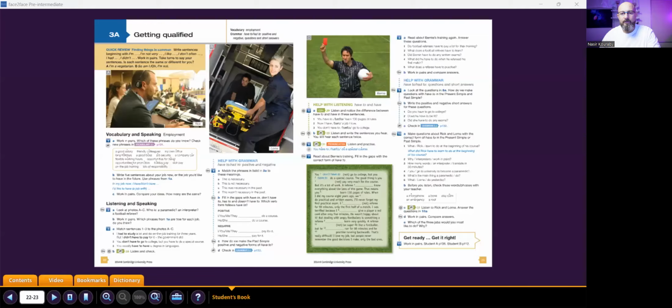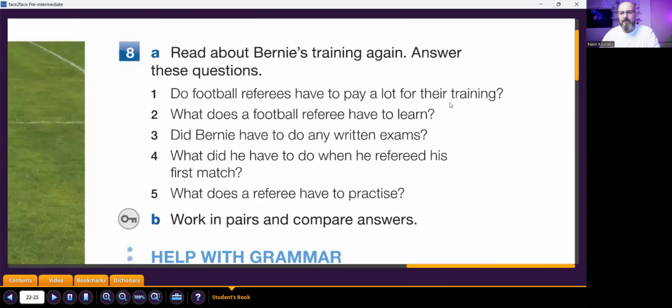Hi again, guys, and now we'll go to exercise number 8, and we will study how we make questions with have to. Here in exercise number 8, it's a reading exercise first. Read about Bernie's training again.